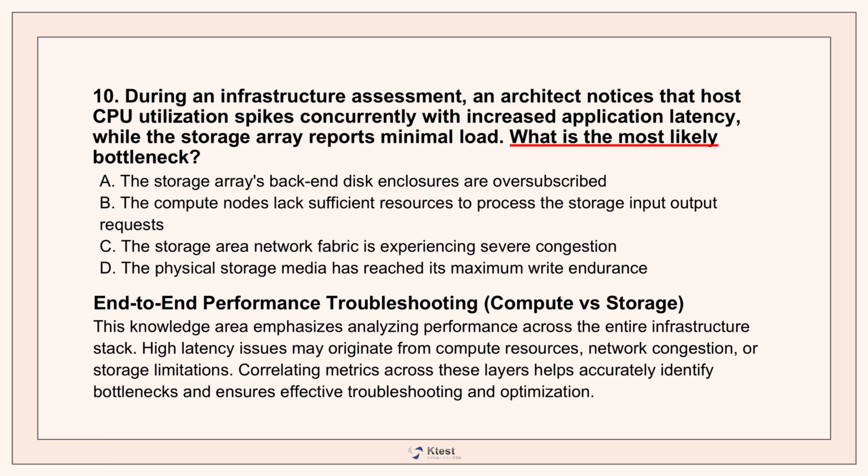That makes sense. And what about C, SAN congestion? If the fabric was congested, you'd see latency on the switch ports, but the host CPU wouldn't necessarily be maxed out. It would mostly be sitting there in an I/O wait state, just waiting for packets. So the fact that the host CPU is spiking means option B is correct. Yes. The compute nodes lack sufficient resources.